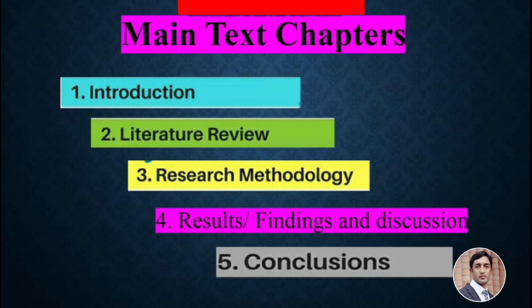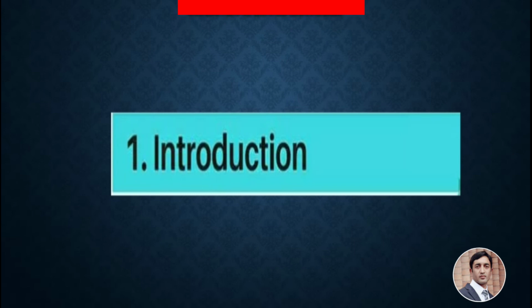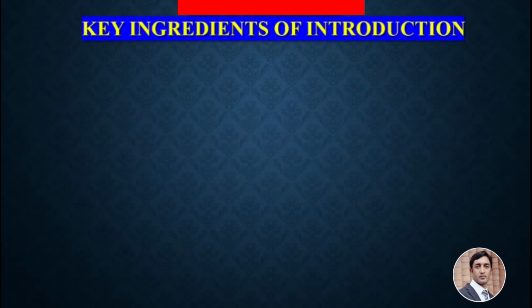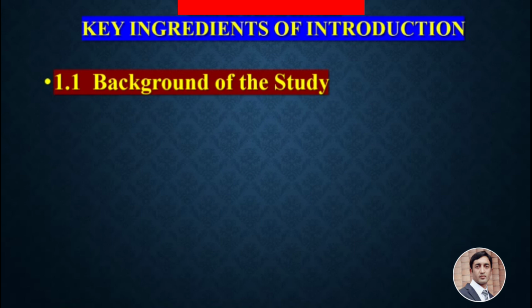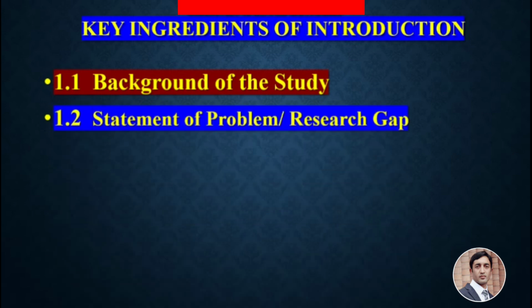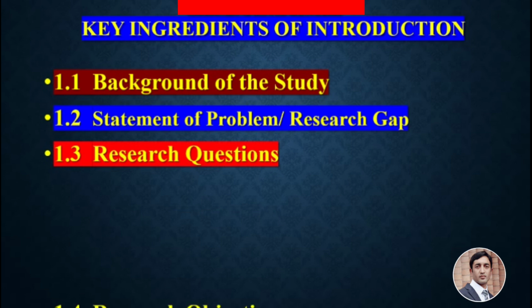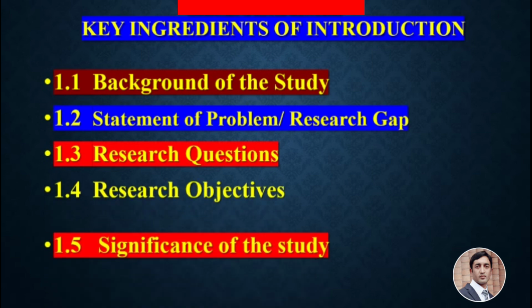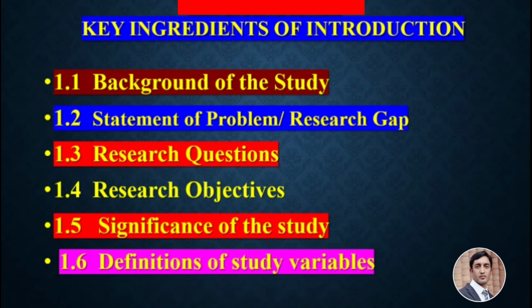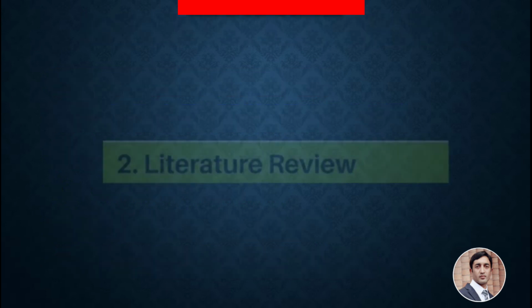The first and most important chapter of our thesis is the introduction. While writing the introduction, we divide it into different parts or ingredients, and these parts are as follows. First is background of the study, second is statement of problem or research gap, third is research questions, then research objectives, then significance of study, and at the last, definition of study variables. After writing our introduction, we start our second chapter, that is literature review.